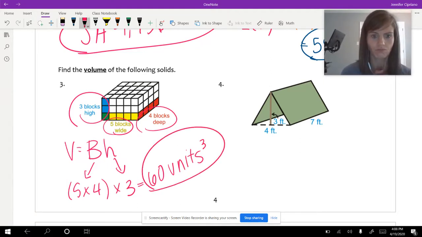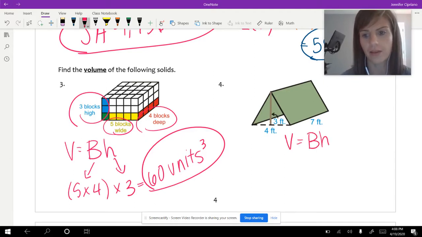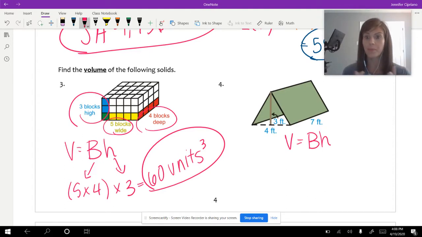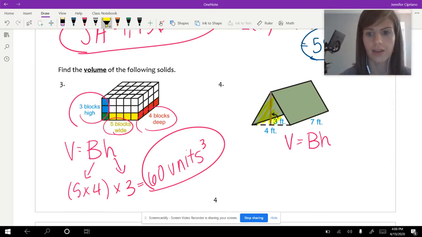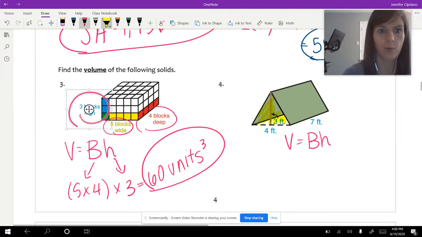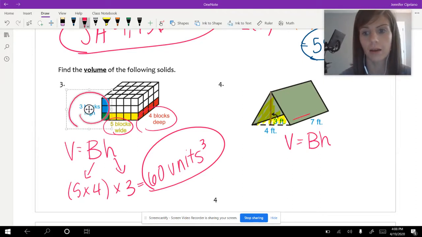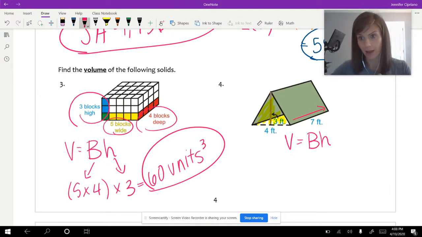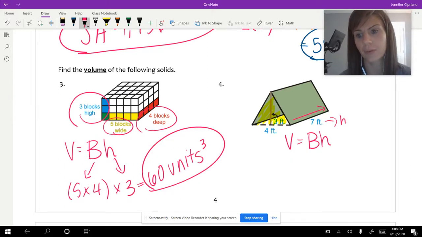All right, so the last one, the triangular prism here. Again, we're starting with that generic formula, area of the base times the height of the prism. The base here is the triangle. So we need to find the area of this triangle, and then we're going to multiply that by the distance to the other triangle, which is 7. So that's 7 right there. That's the height of the prism.